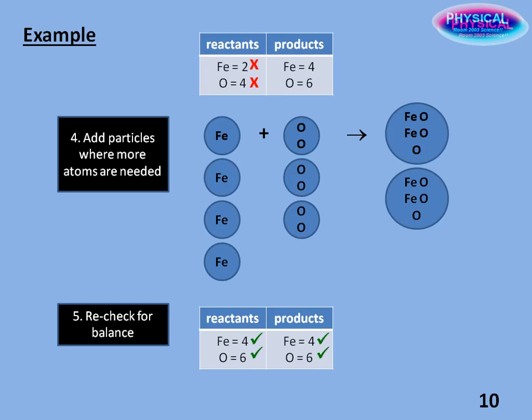So if you look at the 2 tables, the table at the top, it looked kind of bad because we went out of balance. It didn't look like we were going to be able to make it happen. But in this last iteration, we were able to bring the iron into balance and the oxygen into balance.